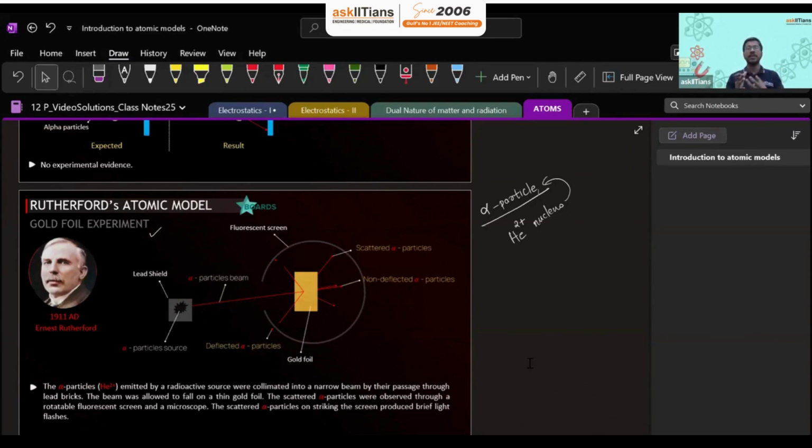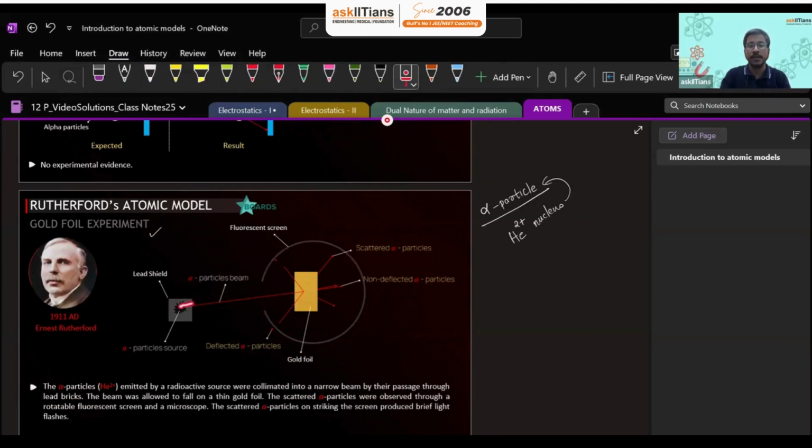The beam was allowed to fall on a thin gold foil, and the scattered alpha particles were observed through a rotatable fluorescent screen and microscope. The scattered alpha particles, on striking the screen, produced brief light flashes. Like you can see a ring-like shape over here. So this is the fluorescent screen that we are talking about.